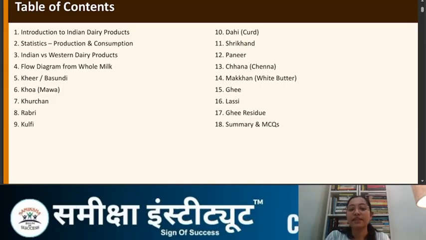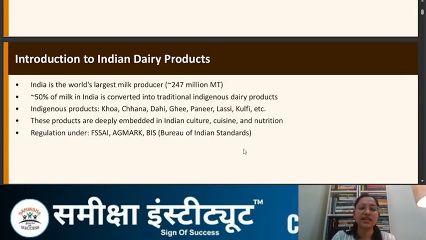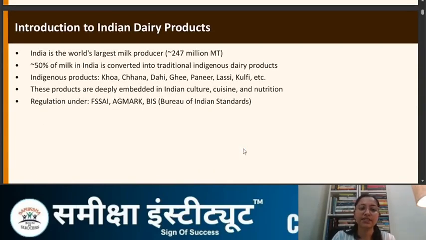So since I have already divided the portion into dairy technology and then meat technology, most of the questions will be asked from the dairy technology. The meat technology portion is also very important, but most of the topics correspond to the dairy technology portion. So today we will be studying kheer, basundi, khoya, khurchan, rabdi, kulfi, these kind of products. So starting with the introduction to the Indian dairy products.